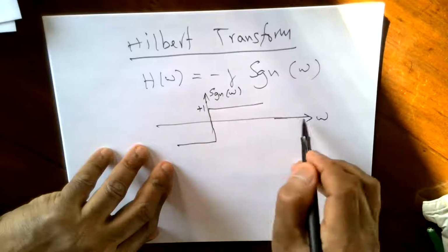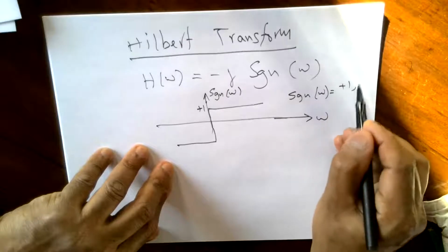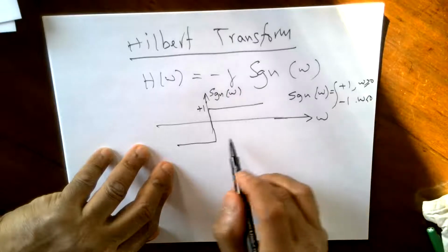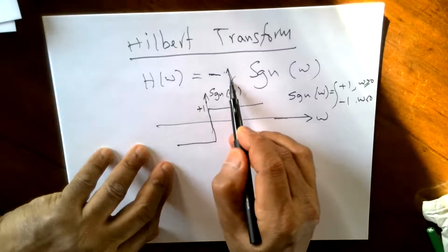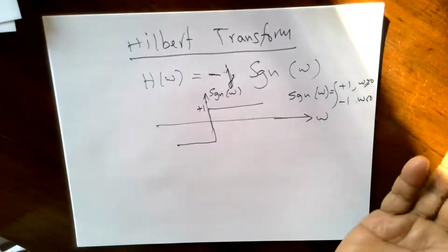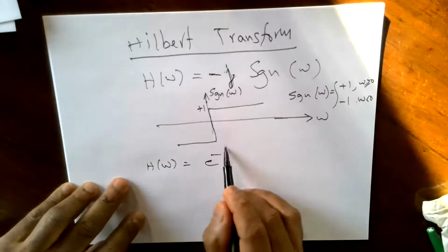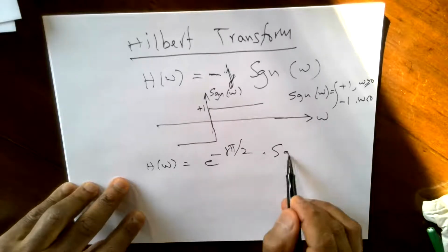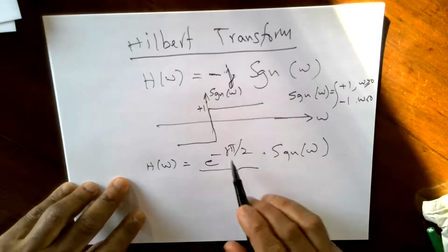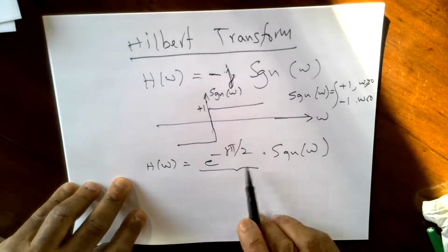So it is +1 when omega is positive. So sgn omega is +1 when omega is non-negative, and -1 when omega is less than 0. Here I am multiplying by -j. Notice that -j is like a shift by pi by 2. So you can also say in the frequency domain, in other words, you can write this as e raised to -j pi by 2 sgn of omega. So this is a phase shift by plus pi by 2 or minus pi by 2, depending on the frequency.